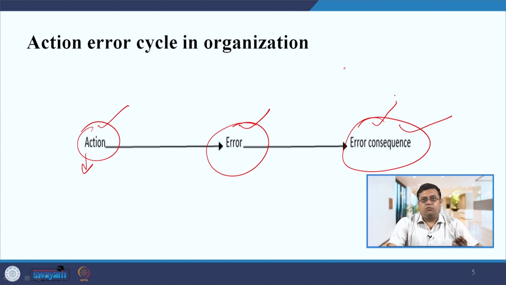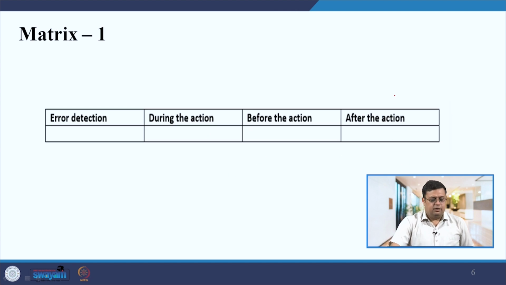Each action that you are taking may have some error, which I already defined as non-attainment of goal, and that non-attainment of goal will have certain consequences at an individual level, at a team level, at an organizational level. So you can make a list of those consequences to understand the impact of error inside the organization. This is the action error cycle in the organization. It is important to understand this cycle to develop some important matrices related to the action error in the organization, right. So the first matrix that I suggest you develop is error detection.